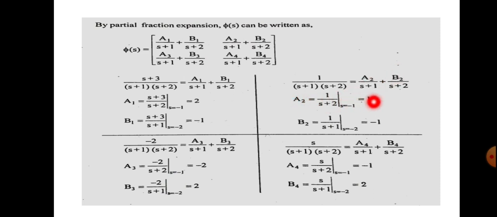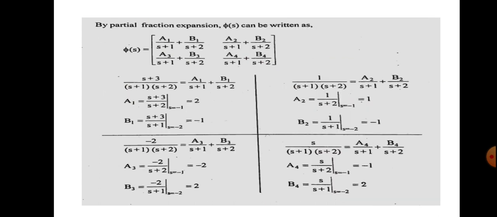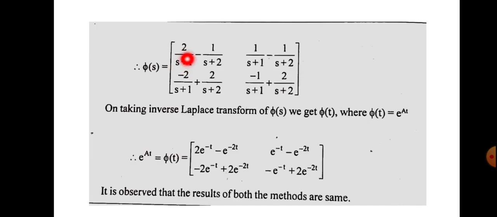That is the simple partial fraction expansion method. So you will get A2, B2 like that. Similarly, this term is equal to A3, B3. This will be equal to this one, minus 2 by this one. So you can expand A3, B3 and you will get values like this. So you got different values, and phi of S matrix will become like this.